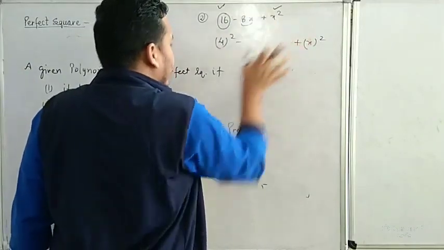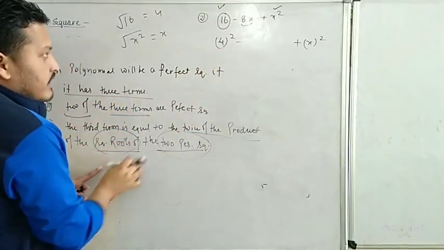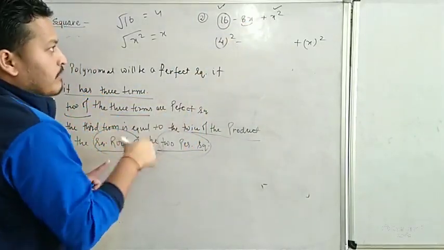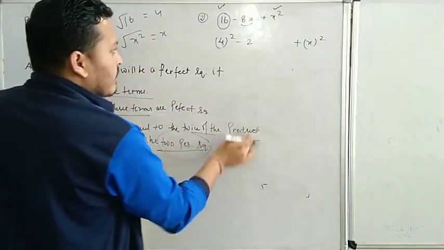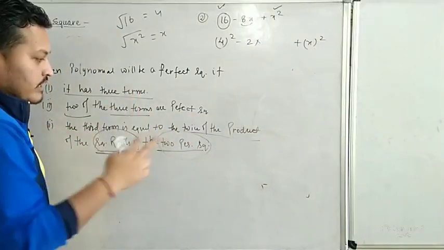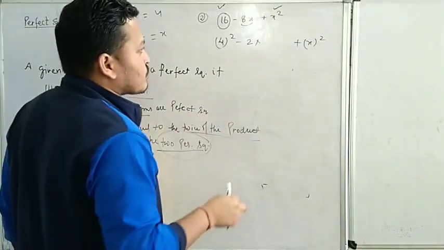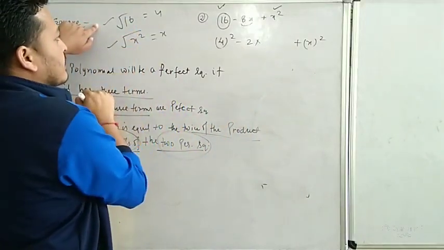क्या ये 8x according to this condition? क्या ये 8x इस कंडीशन के अकॉर्डिंग बन रहा है या नहीं बन रहा? तो देखो twice according to the condition, twice of the product of the square root. किसका square root? Of the two perfect squares. What are the two perfect squares? 16 and x square. What is their product?